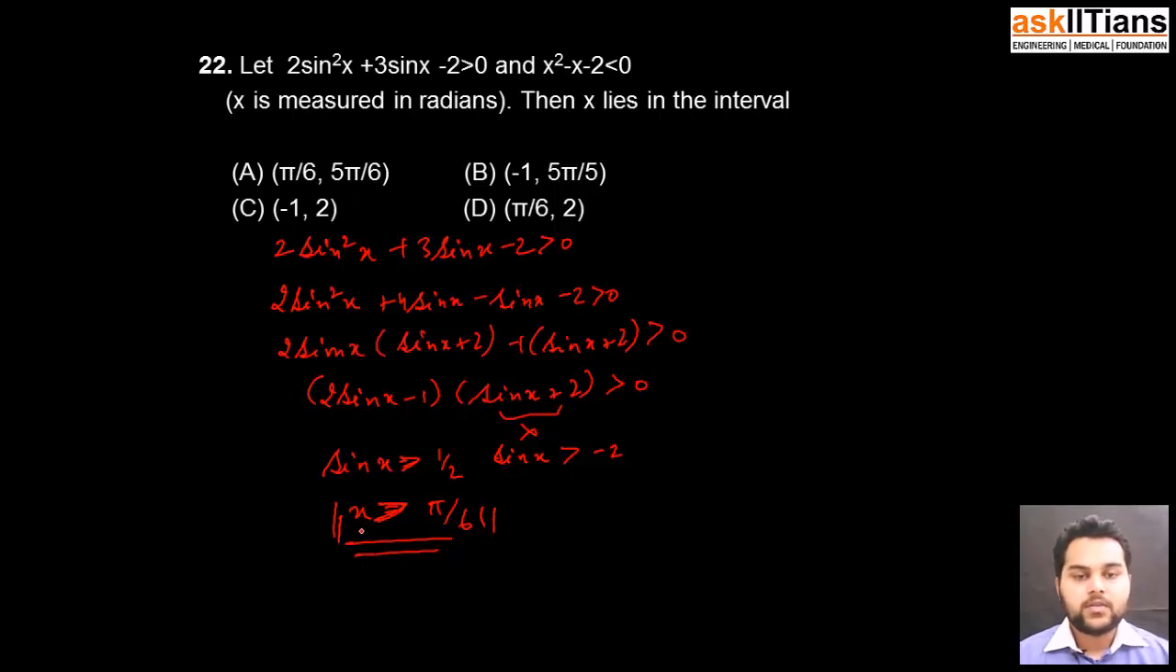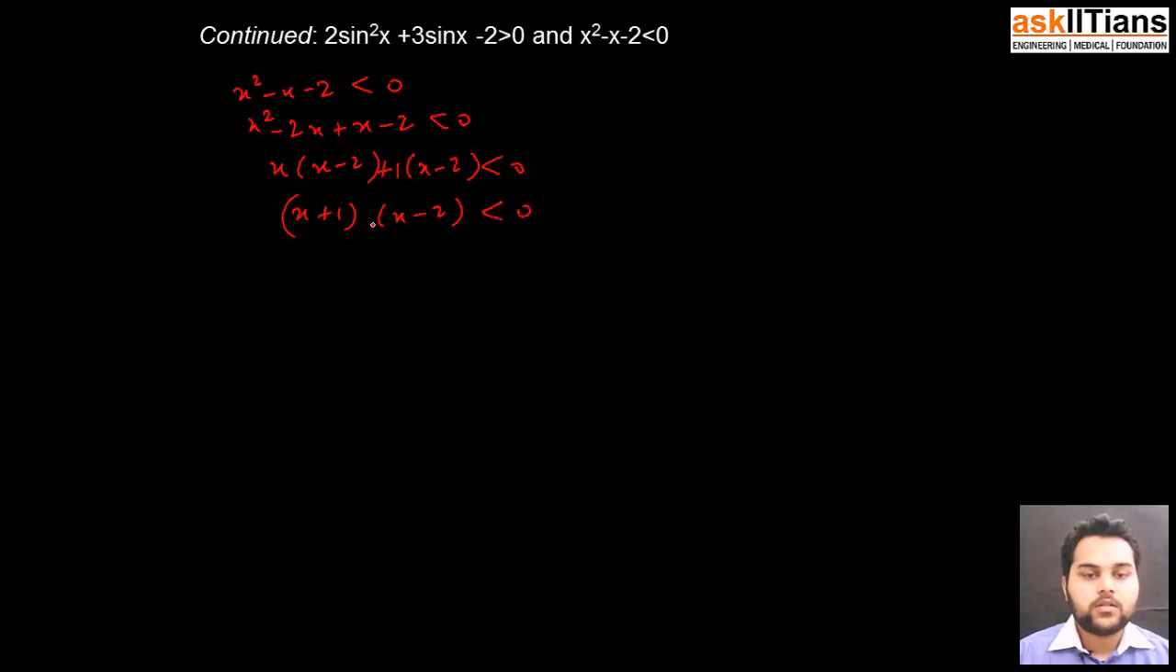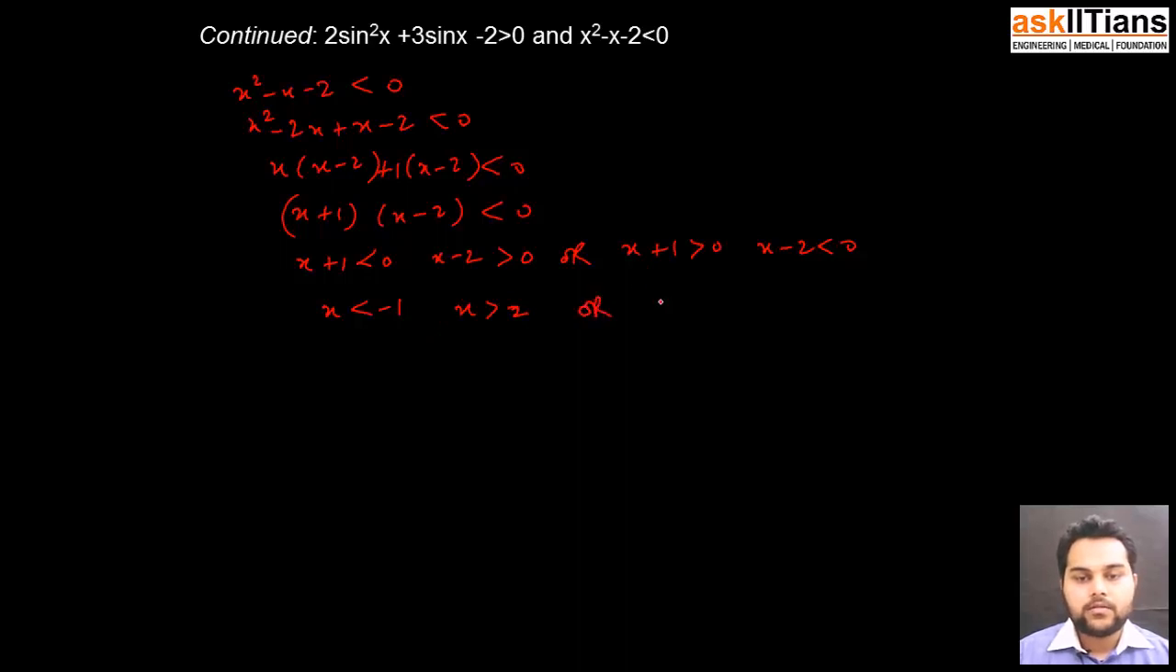Solving for the second equation, that is x square minus x minus 2 less than 0. So again I will factorize it and I will get x into x minus 2 plus 1 into x minus 2 less than 0. So x plus 1, x minus 2 less than 0. So two cases are possible: x plus 1 greater than 0, x minus 2 less than 0. Or x plus 1 less than 0, x minus 2 greater than 0. That will give me x less than minus 1 and x greater than 2, or x greater than minus 1, x less than 2.